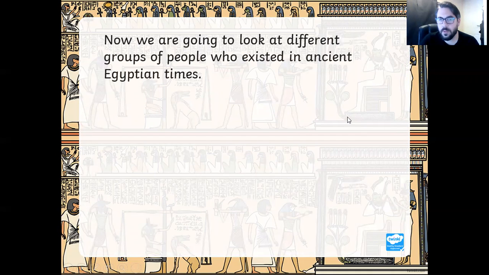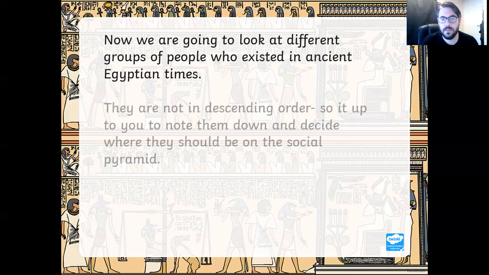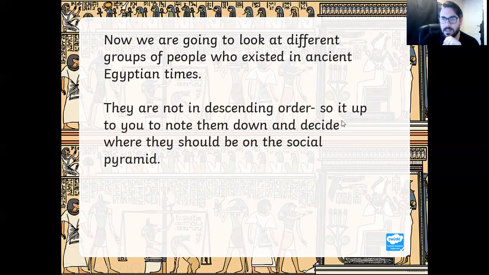Now what we're going to do is look at some different groups of people who existed in ancient Egyptian times, because your task is going to be to put them into the correct social pyramid. They are not in descending order, so it's up to you to note them down and decide where you think they should be on the social pyramid. My advice is, for each one that I show you, to write down either their name, and make a little note of the type of thing that they do or the thing that they're in charge of, because you're going to need to think at the end, where should they go on my social pyramid?